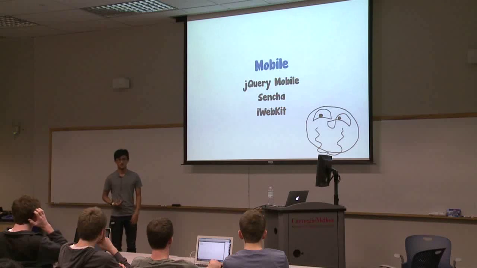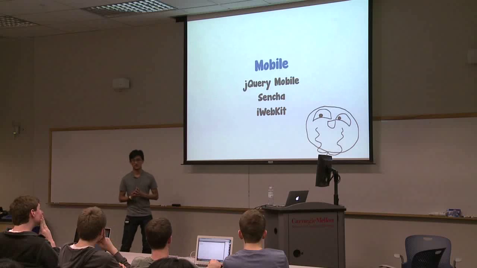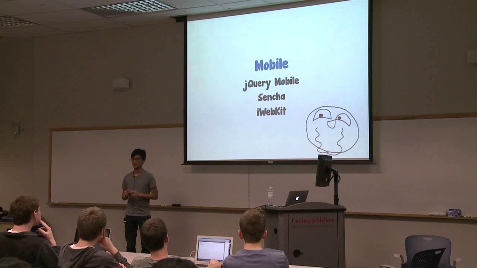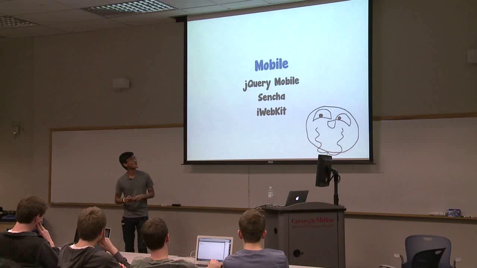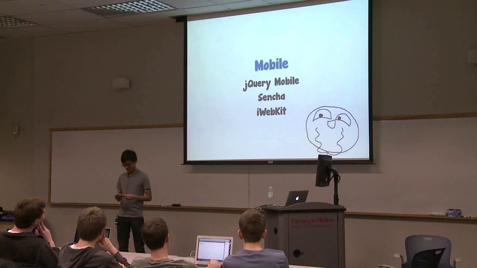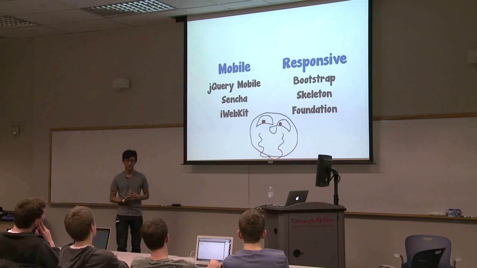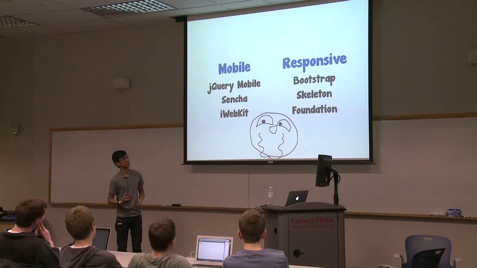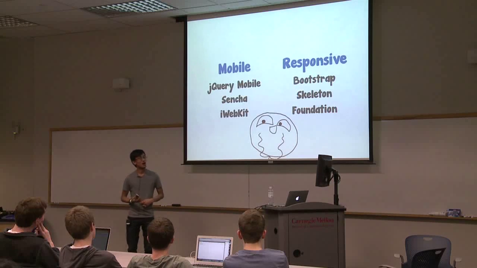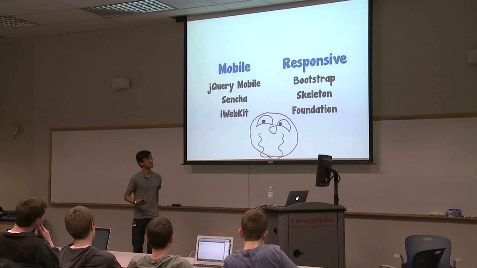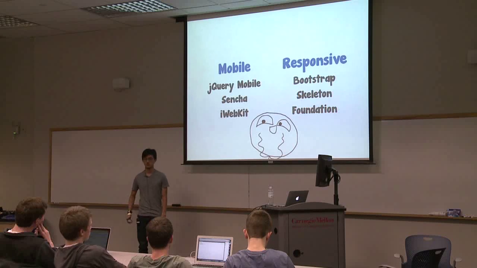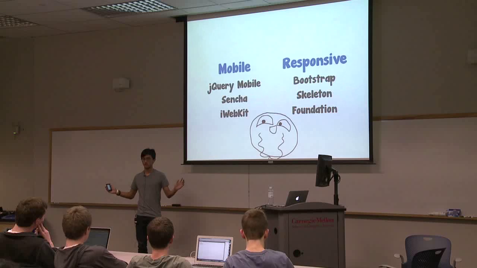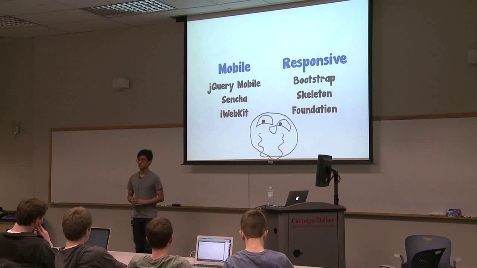If you're interested in doing a mobile site, you should definitely check out jQuery Mobile. It's way better than Sencha. iWebKit is kind of meh. Also, if you're planning on doing a normal desktop site, you should definitely check out Bootstrap or Skeleton. Bootstrap is by Twitter. Skeleton is much more lightweight than Bootstrap. These both scale down to mobile, and they'll make your site a lot nicer just by default.